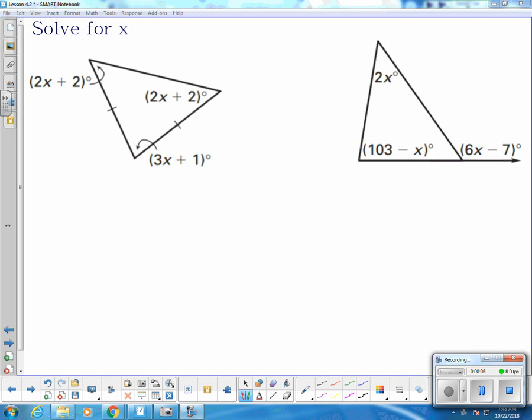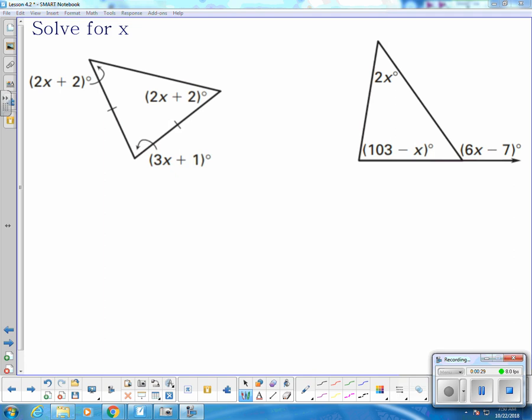The first one has all three angles. These little arrows mean it's inside, so you have three angles that are inside there. And this one here, you have an exterior angle. So you need to start and write an equation for each and then solve it. Okay, so what's the equation for this first one?